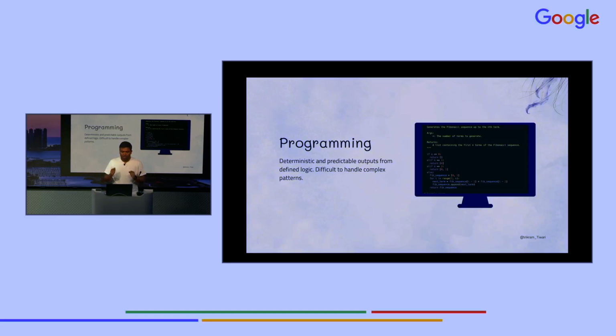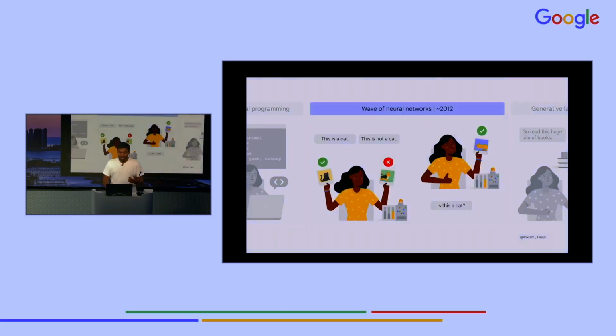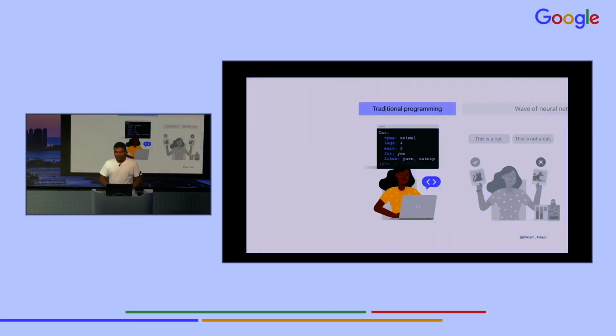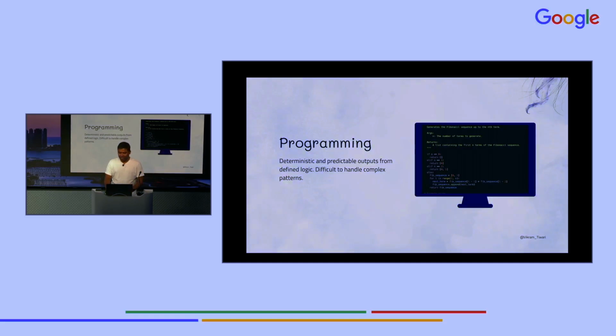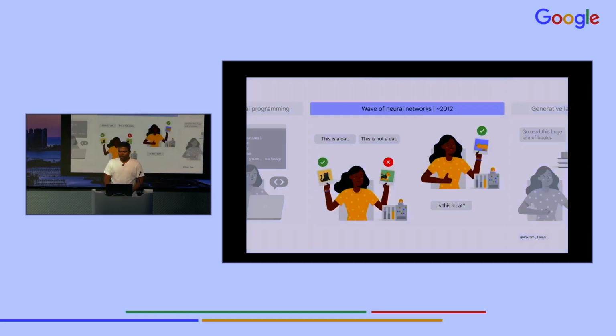But most of traditional programming is very hard when it comes to handling more complex patterns. For example, here we are trying to identify what is a cat versus not a cat. Our example of these 4 or 5 parameters might end up falling short because you might end up categorizing a lion as a cat as well, which actually is true, but still. You want to be more precise in your calculation. That's where we have this wave of neural networks that came in 2012, where we started doing a lot of machine learning models which were able to figure out differences between 2 different images of a cat versus not a cat.